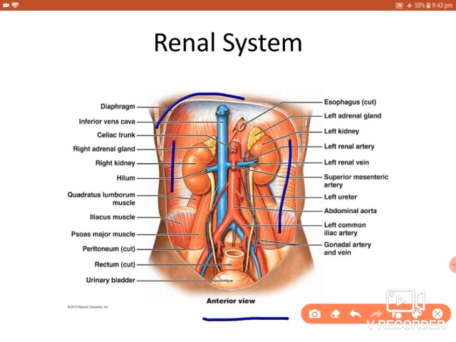Close to that we'll get the kidney with this ureter. Then in the anterior of this lesser pelvis you can see the urinary bladder. Then from the neck of the bladder the urethra starts.